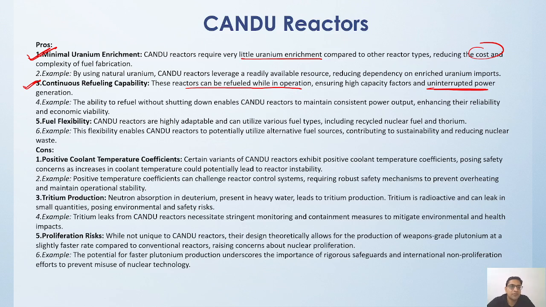So there is fuel flexibility. CANDU reactors are highly adaptable, and they can utilize various other fuel types and various types of recycled nuclear fuel, and thorium also they can utilize.